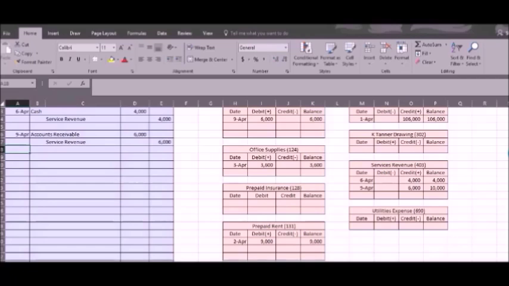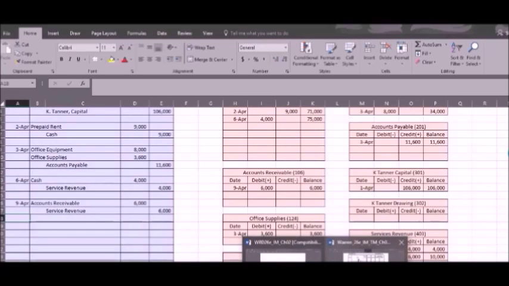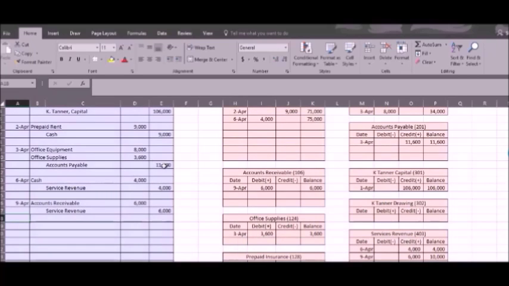Okay, the transaction on the 13th says the company paid $11,600 cash to settle the account payable created on April 3rd. So let's go back up and look. Remember on April 3rd we bought all that office equipment and office supplies on account, right? Now we're just paying that bill, right? We're doing that on the 13th.